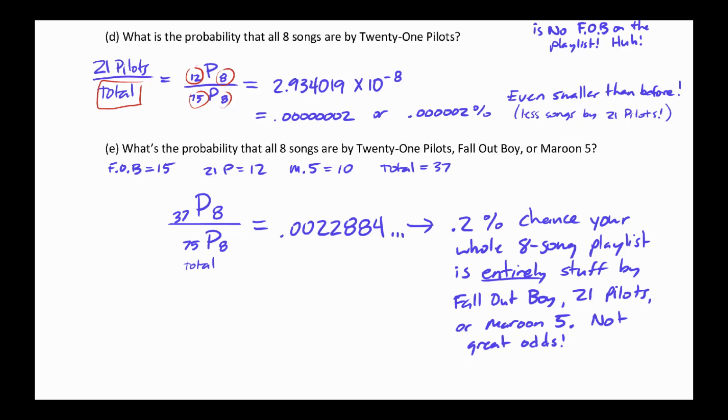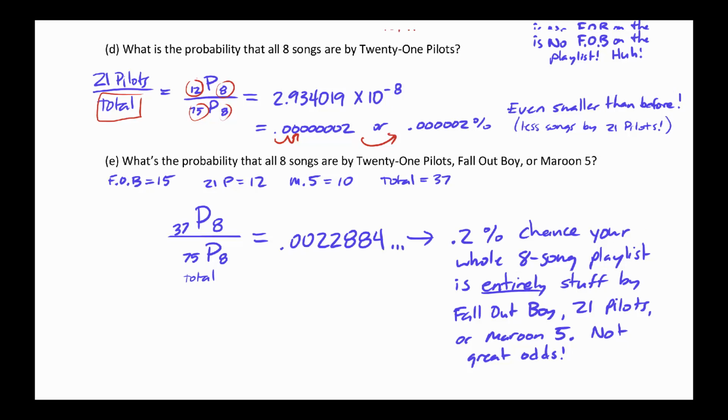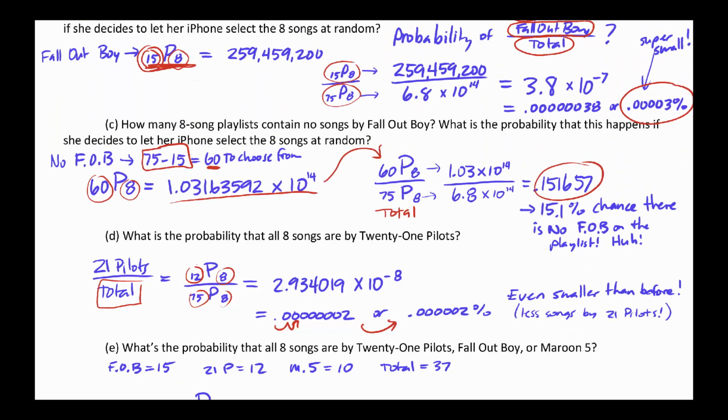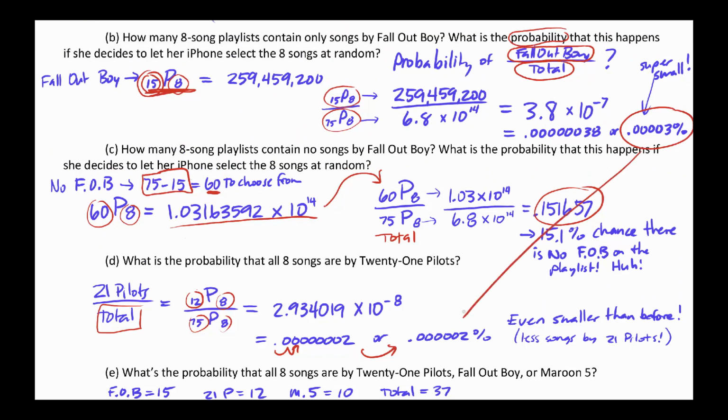Very, very small amount. If I change that to a decimal over here, moving my decimal space twice to the right, it's 0.000002%. That's even smaller than before. Scrolling back up to part B, comparing these two numbers, this one's smaller. Why is it smaller? Well, if we go back to how many songs each band produced, Fall Out Boy had 15, whereas 21 Pilots only has 12. If you have less things to choose from, the odds of that thing happening are going to be smaller, which is kind of interesting.